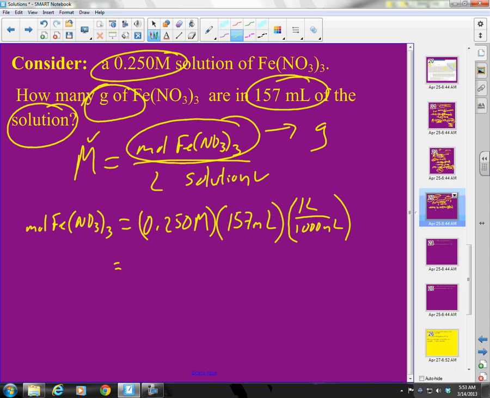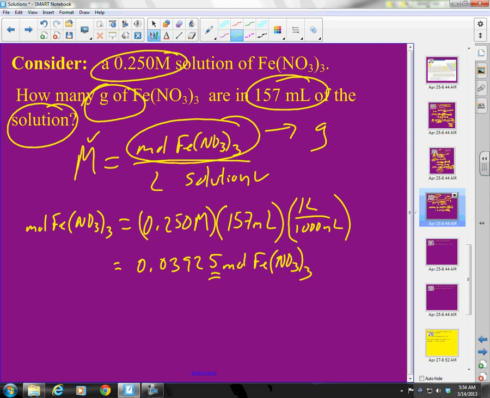0.250 times 157 divided by 1,000. And it looks like I have 0.03925 moles of iron 3 nitrate. Let's check that calculation again. 0.25 times 157 divided by 1,000, right? It looks good to me.